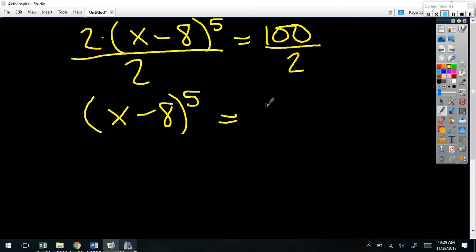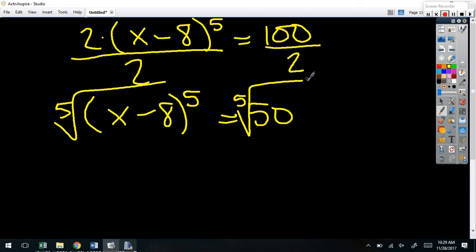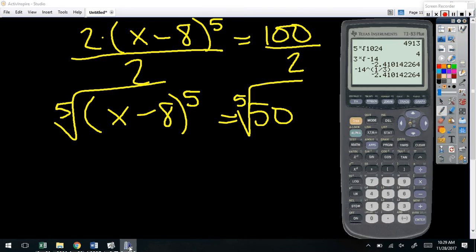And it's basically just a problem that we already did. Now you're still going to have to do the 5th root. I don't know of a number that multiplies by itself 5 times to give me 50. Get the calculator. So I've got to get the calculator back out.